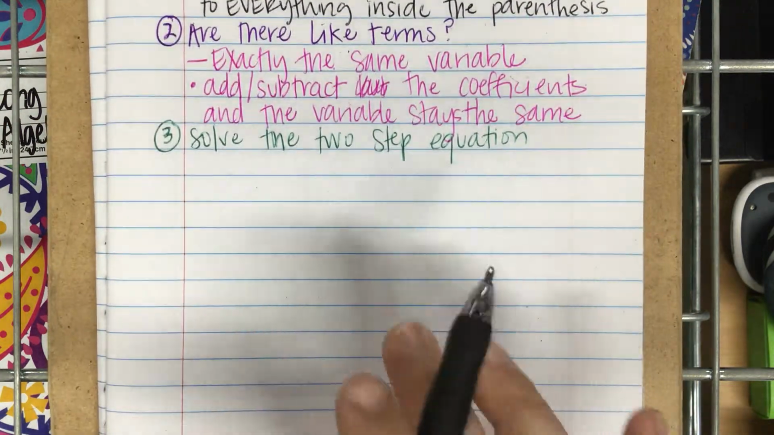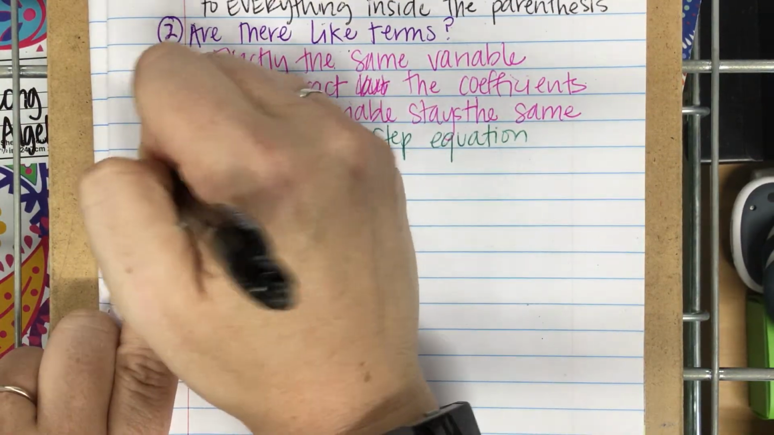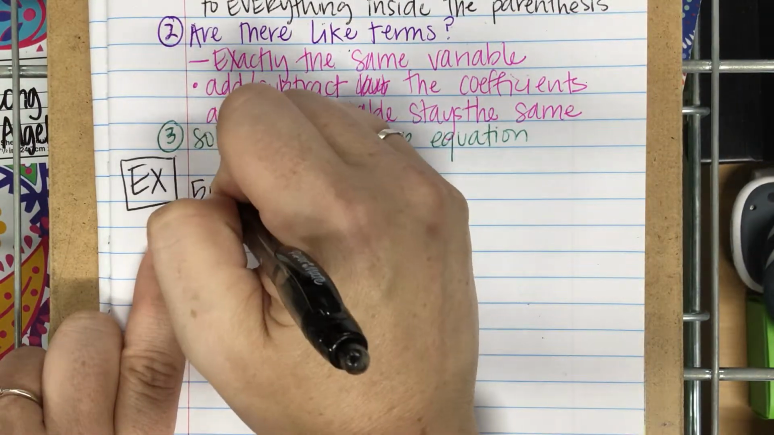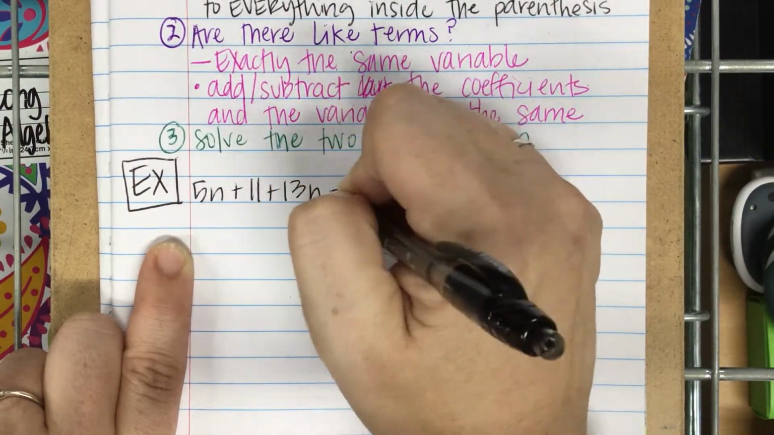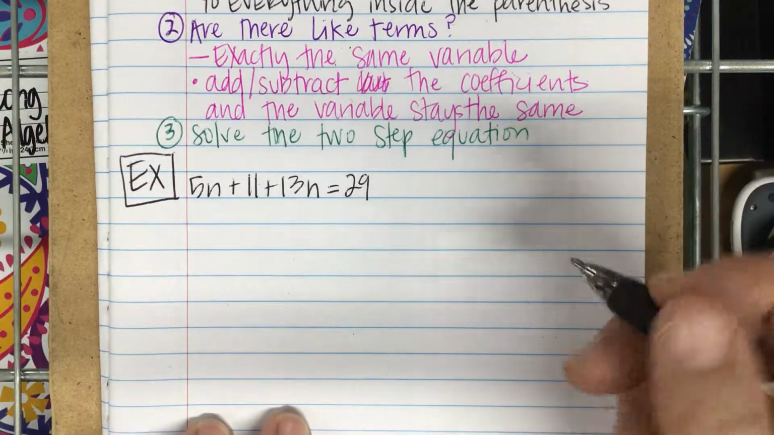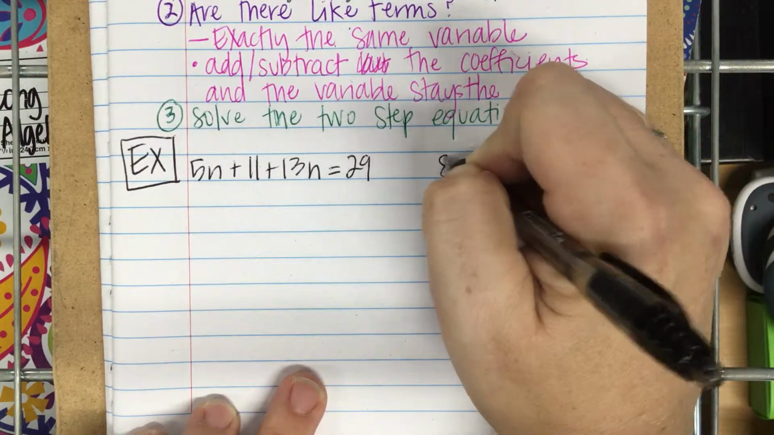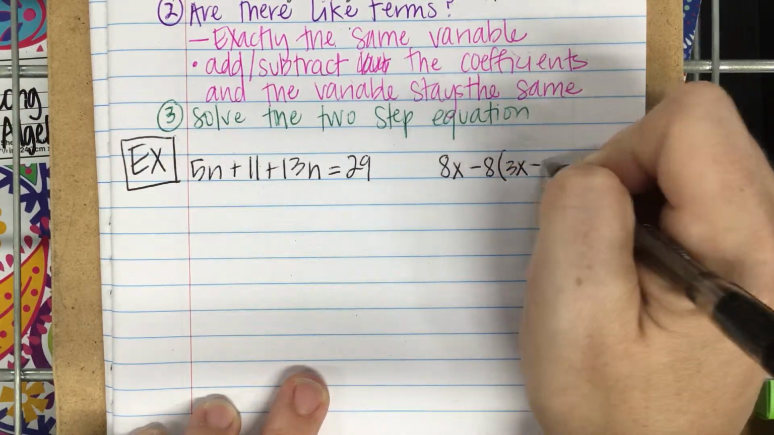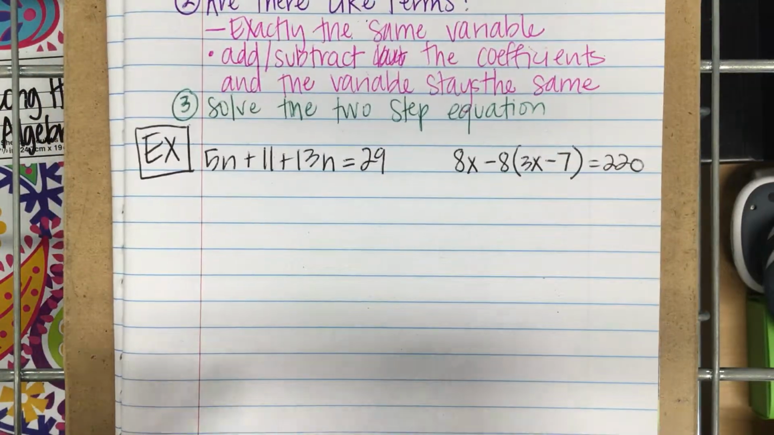All right, I'm going to give you some examples to practice at your table. So there are 2 examples.